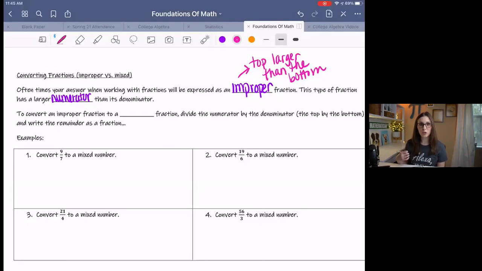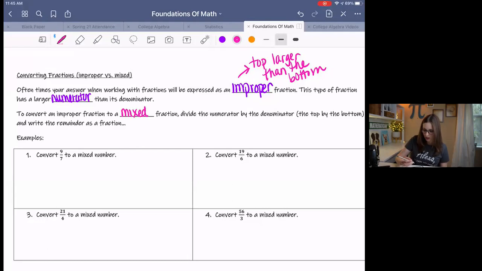Oftentimes it's useful to convert an improper fraction to a mixed fraction. You might also see this as a mixed number. So it gives us kind of a better idea of what that number looks like. And a lot of times in your algebra-based classes, they want these fractions expressed differently. So that's where you're going to see this. Once you get into calculus and trig, they'll usually let you leave it as an improper fraction. But for the lower level classes, we want that as a mixed fraction or a mixed number.